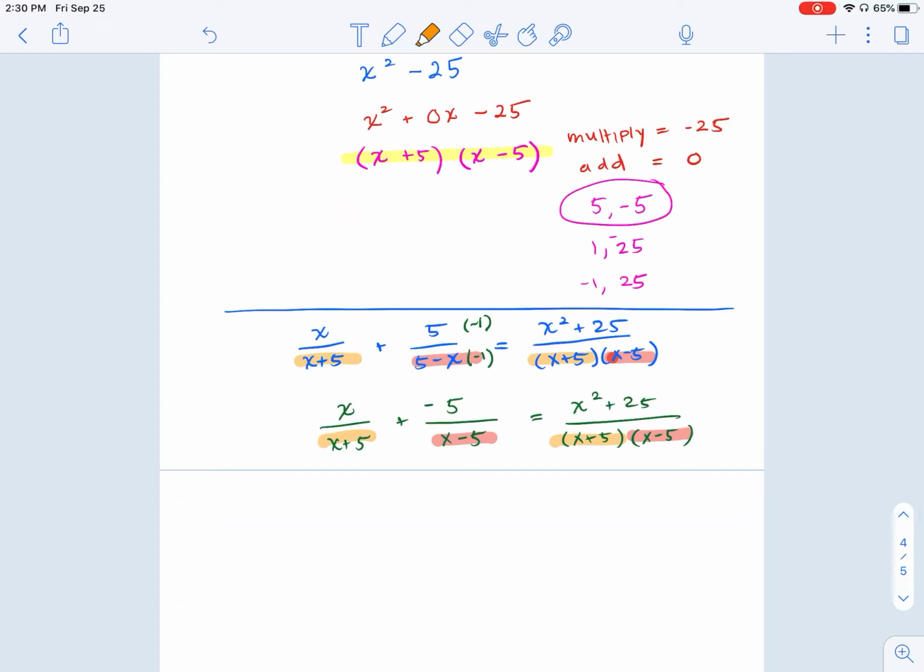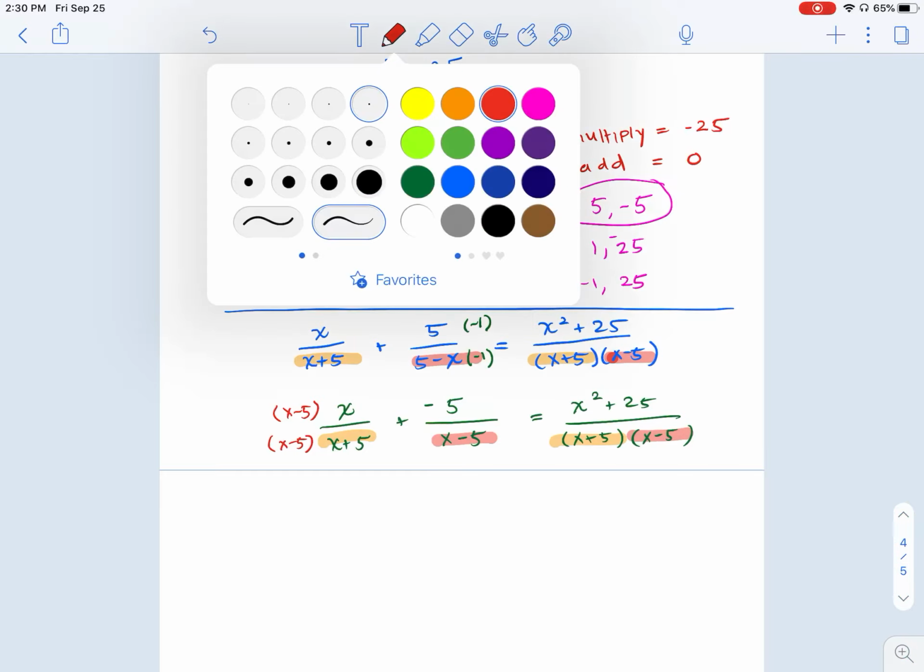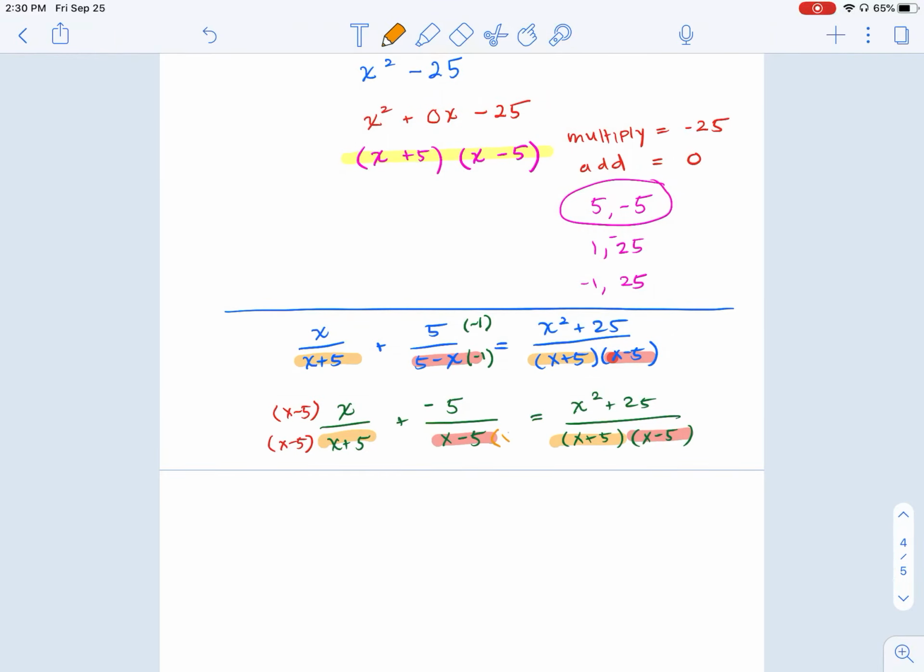So right now on the left side, we want them to have common denominators so that we can add them together. So for the fraction, or the rational, on the left, I'm going to multiply by x minus 5 so that the denominators will all be the same. This one only has x minus 5, so I'm going to include an x plus 5 by multiplying.